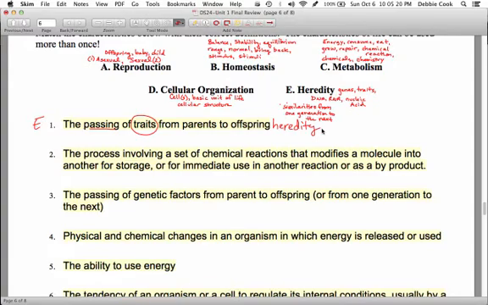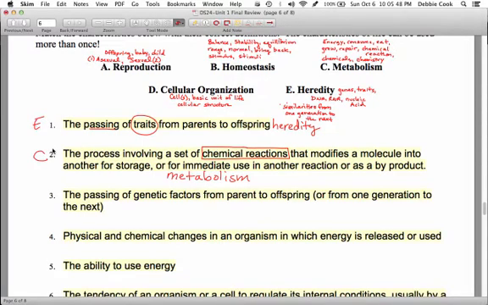at the letter. For number 2, the process involving a set of, and here's the key term, chemical reactions that modifies a molecule into another for storage or for immediate use in another reaction or as a byproduct. So here's the key. Even if you don't understand anything else that's going on, I see chemical reactions. I remember that has to do with metabolism. So for number 2, it's going to be metabolism or C. I'm sorry, for number 2.